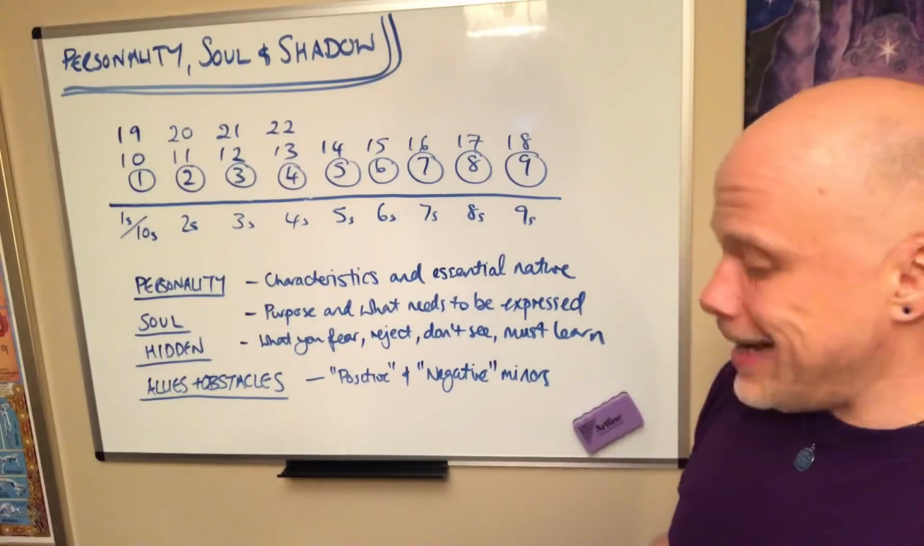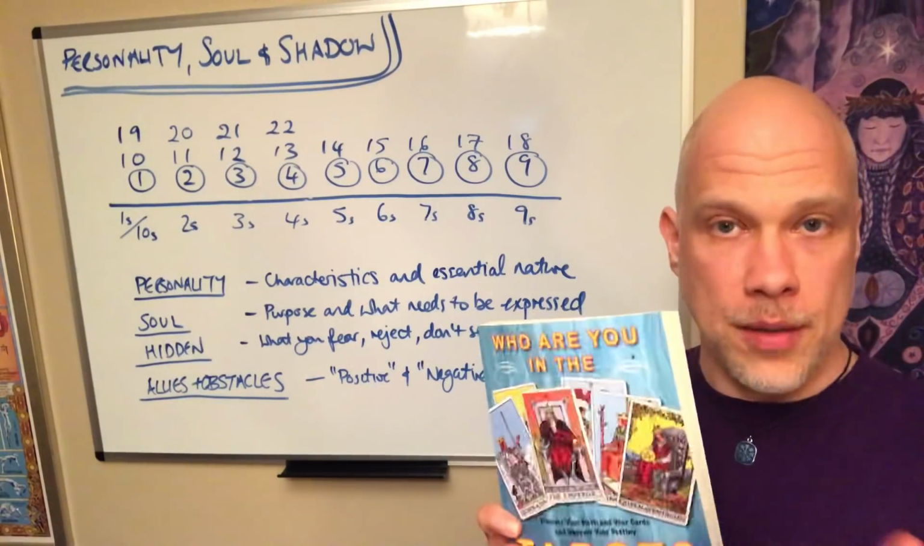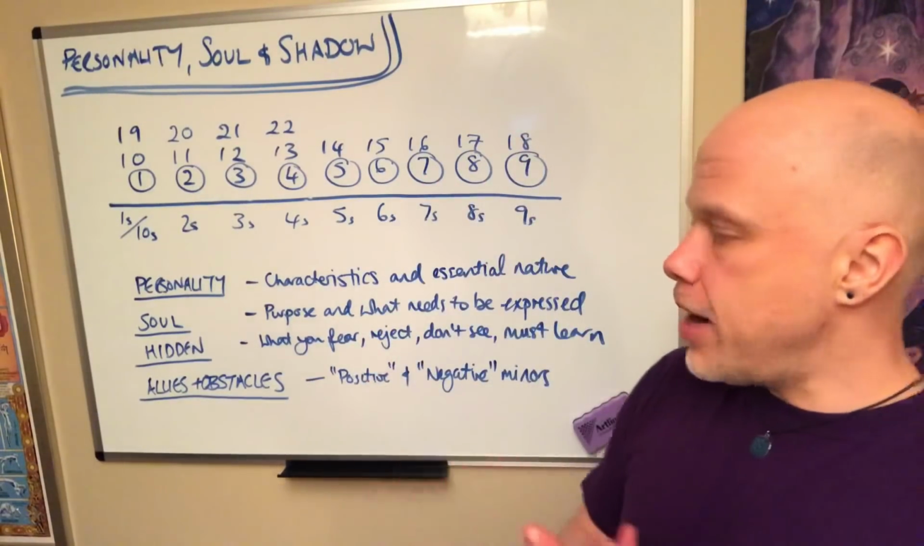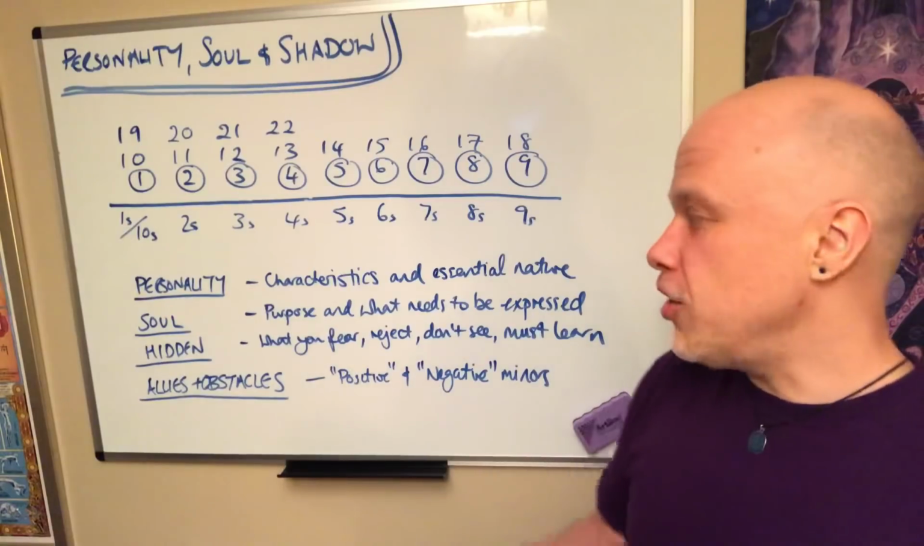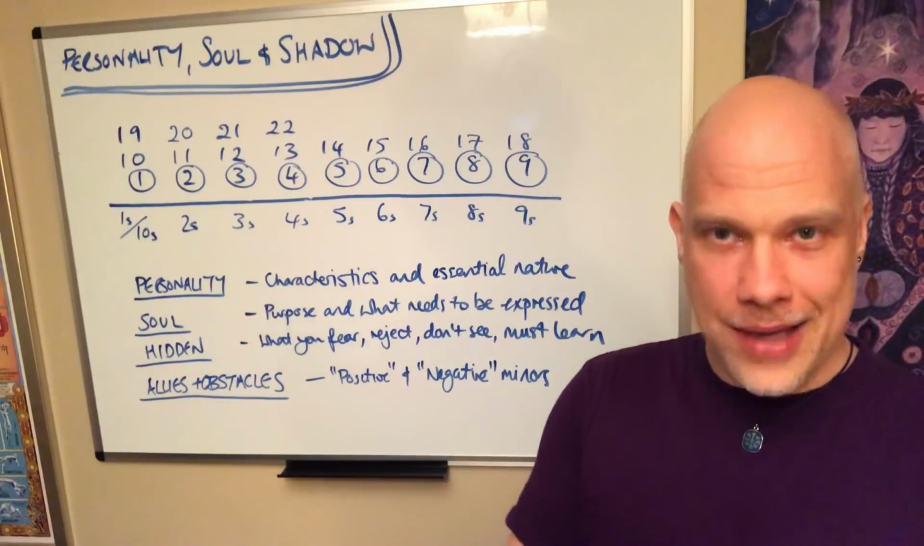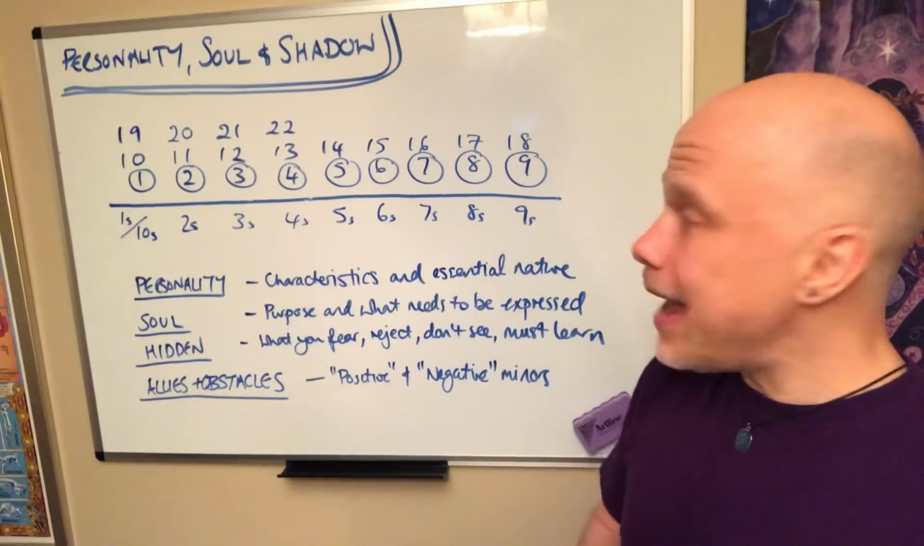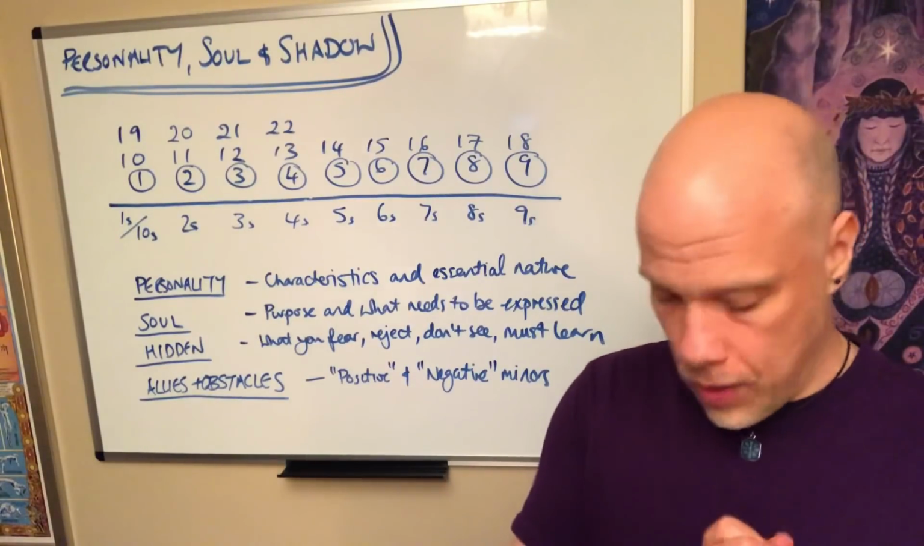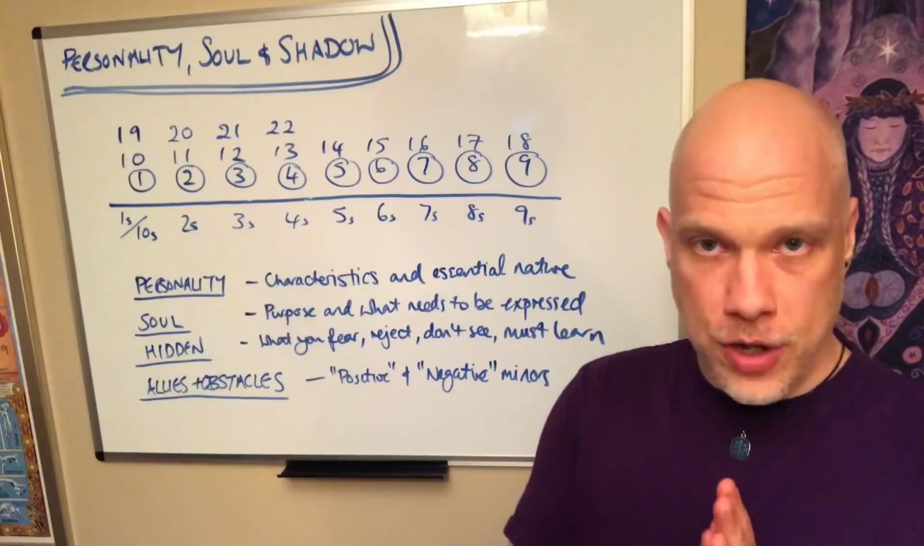So broadly, that is how the system in this book works. So if you follow that calculation, you will be able to work out your personality, your soul card, your hidden card if you have them, and your allies and your obstacles. So you now have, using the numerological calculation, everything you need to know about how to find your birth cards.